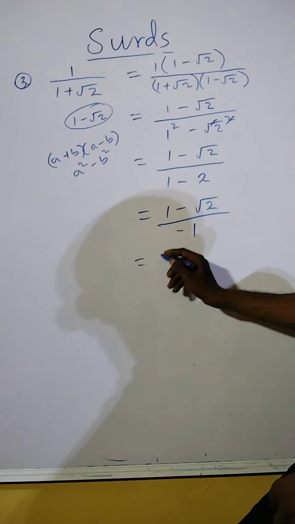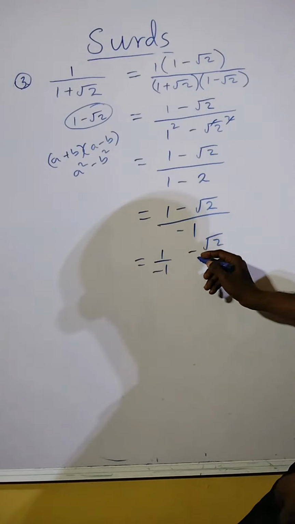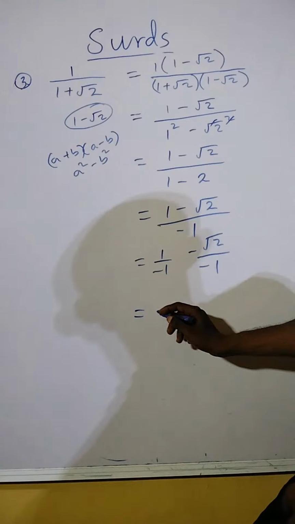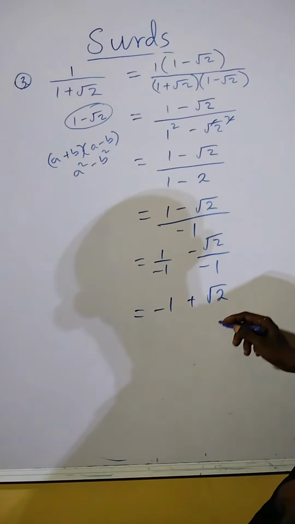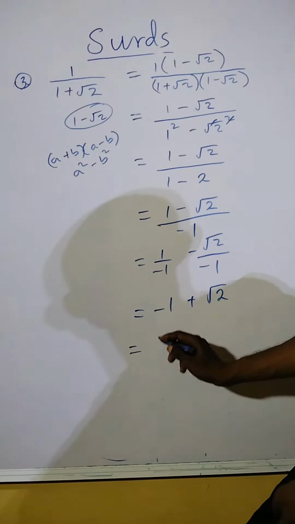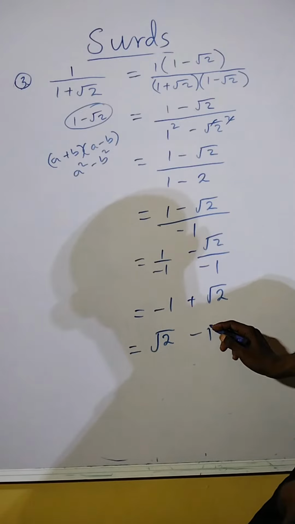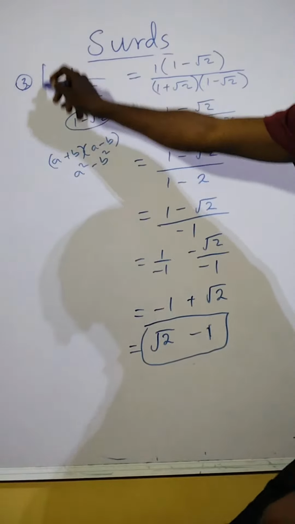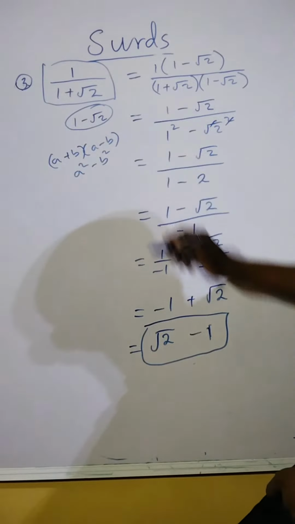And we can separate this as 1 over minus 1, then minus root 2 over minus 1, which is equal to, 1 over minus 1 is minus 1. Then minus over minus turns to plus. Root 2 over 1 is still root 2, which we can decide to write first as root 2 then minus 1. So here we have this as a simplified form for this solved problem. That is, we have been able to rationalize this surd.